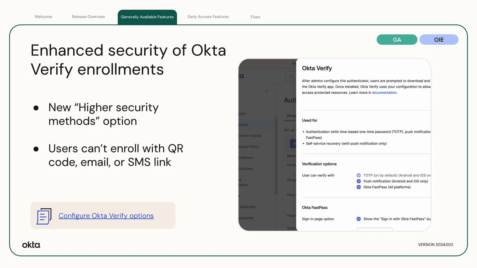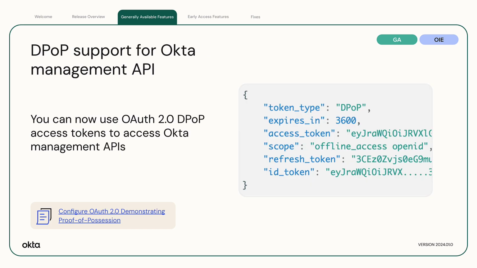Enhanced security of Okta Verify enrollments. The Higher Security Methods option on the Authenticator configuration page ensures that users enroll in Okta Verify in a phishing-resistant manner. With this option, users can't enroll with QR code, email, or SMS link. DPoP support for Okta Management API. You can now use OAuth 2.0 demonstrating proof of possession access tokens to access Okta Management APIs.